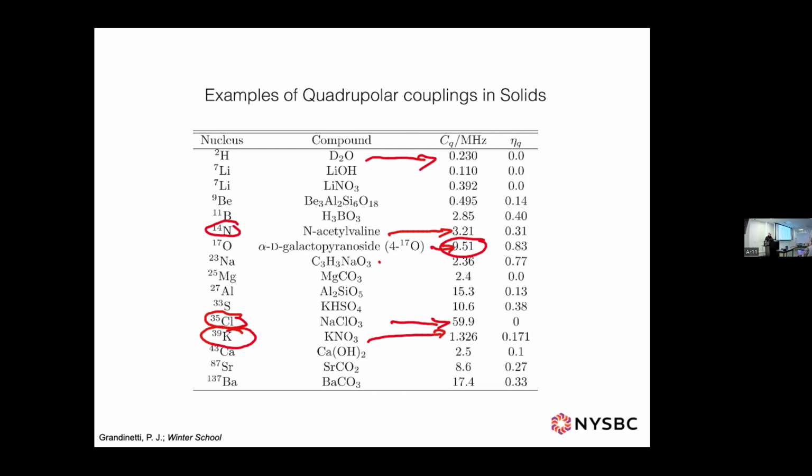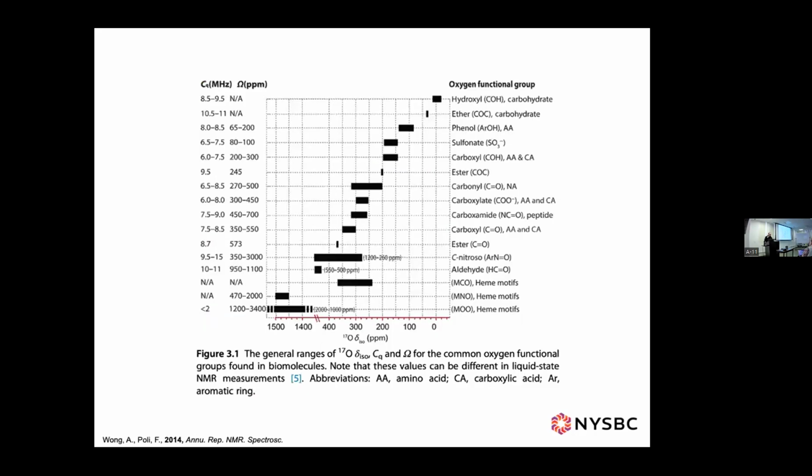There would be nothing to see, so you wouldn't be able to use it. This is just looking specifically at oxygens, so these are different oxygen moieties, mostly in biological systems. You can see carbonyl and carboxylates have the smallest quadrupolar couplings, and here's the span of their chemical shifts.